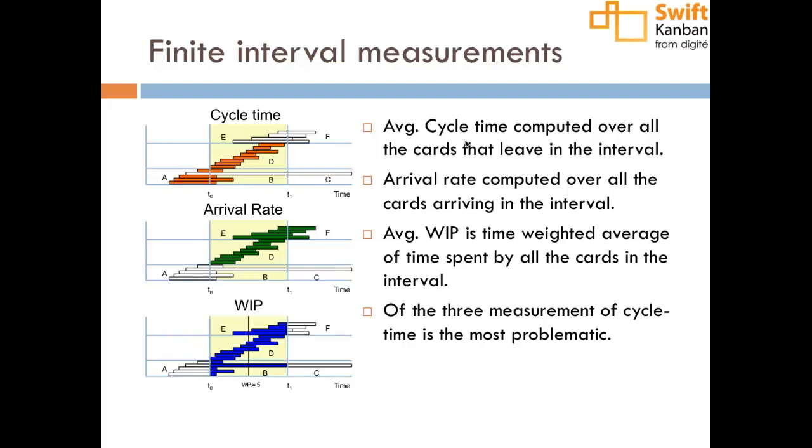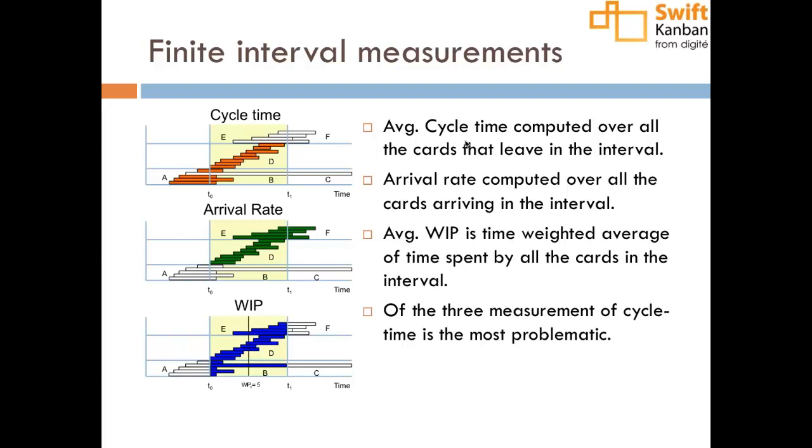Okay? Right. So average WIP is the total amount of time spent by all the cards divided by the time in that interval. So if the WIP was 5 for 2 minutes, you would say 5 times 2. If it was 7 for 4 minutes, you would say 7 times 4, and so on, and average the weighted sum.